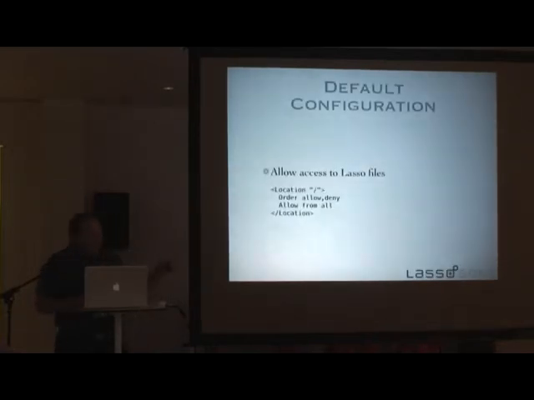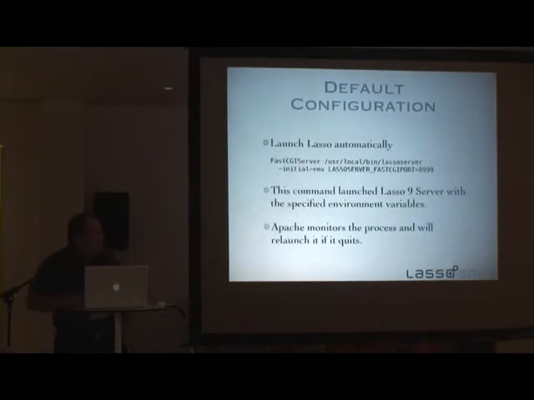At the top of the file, there's a location directive, which allows the Lasso files to be loaded. And then we get to the fast CGI configuration. This line launches Lasso automatically. This is what tells Apache to handle launching Lasso server, and we tell it what port we want it to run on. I'll get into that in a little bit. And then Apache handles all the rest.